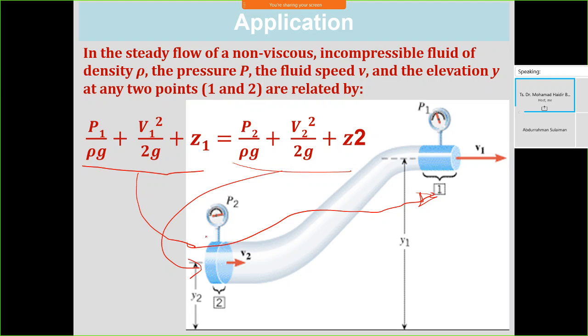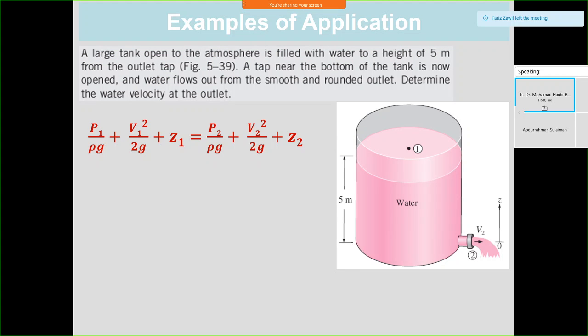As long as you have two points, and you want to analyze the variation of pressure, velocity, or z, you can analyze using the Bernoulli equation. Let's start the first example. A large tank open to the atmosphere is filled with water to a height of 5 meters from the outlet tap. A tap near the bottom of the tank is now opened, and water flows out from the smooth and rounded outlet. Determine the water velocity at the outlet.